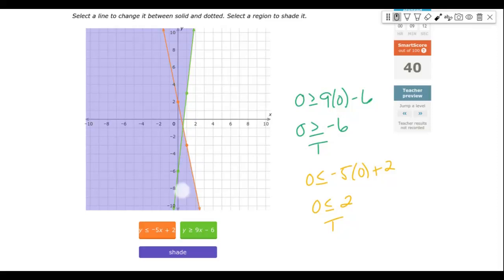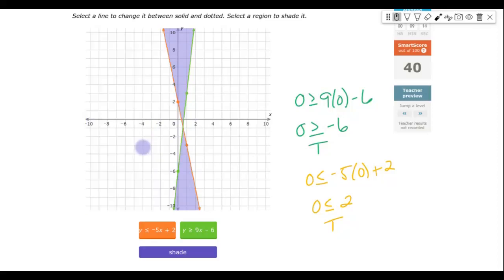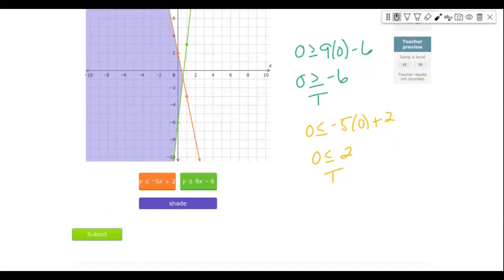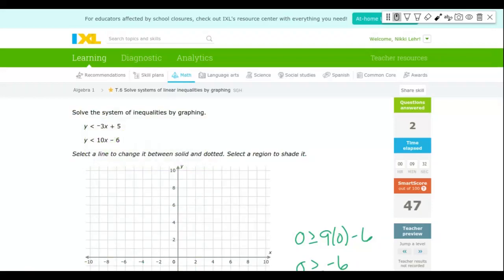So here and here. Notice that since I'm double clicking on the overlapping region, it's unhighlighting it. So I want to put that one back, and then I'm going to get rid of these two excess parts that would only be a solution to one or the other. And at that point, I should be able to hit submit, and there it is.